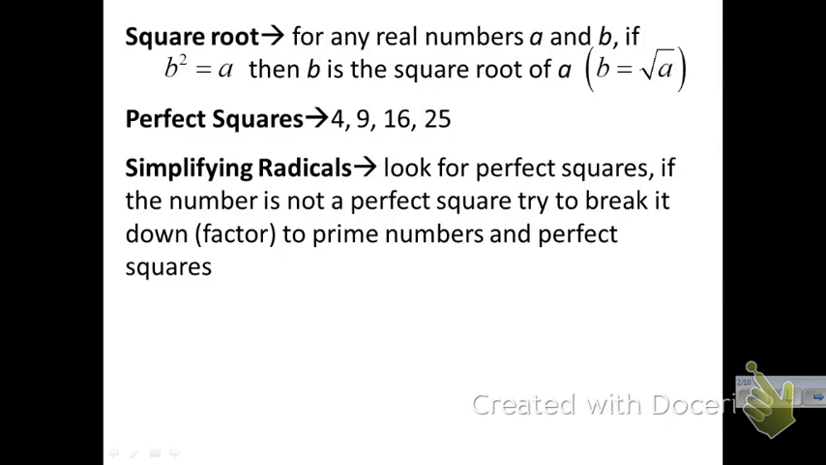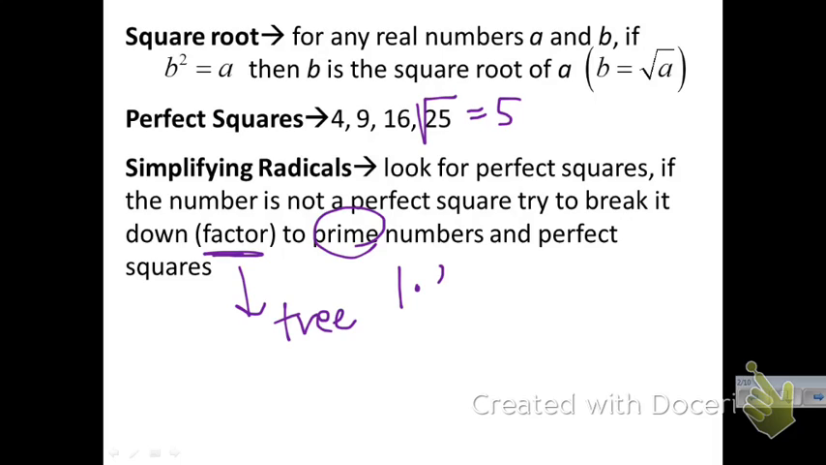Simplifying radicals. To do this, we're going to look for perfect squares. If you have a perfect square under a radical, then we'll get a whole number. If we don't have a perfect square, then we're going to break down the number, and that's known as factoring. And I believe you guys talked about it back in like 6th grade as the trees. So we're going to look to do the prime factorization. Prime numbers are numbers that can be factored down to only 1 and itself.